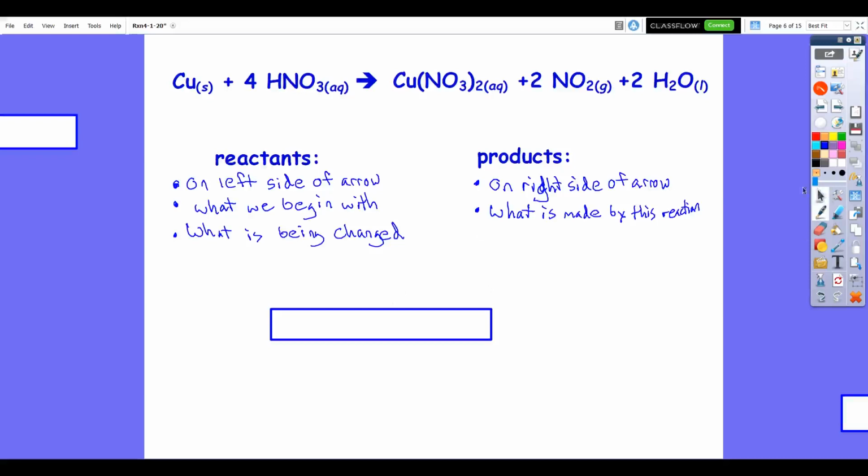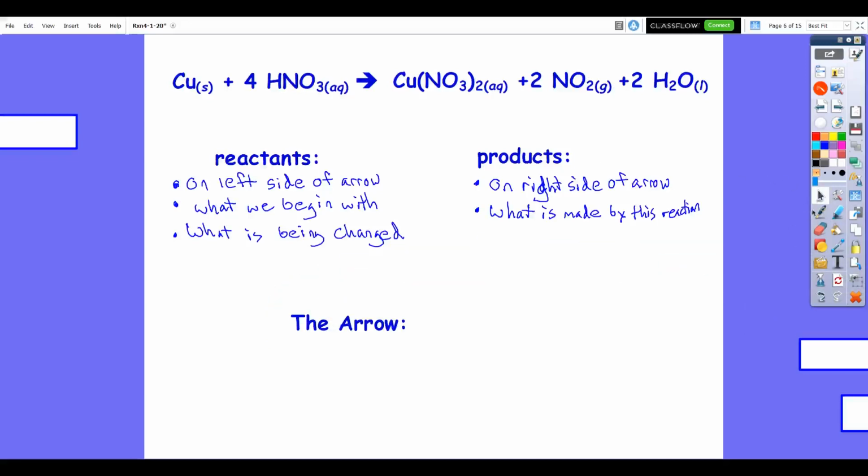And lastly, one more thing we should all be familiar with is the arrow itself. The arrow itself just means reacts. Sometimes you might see reacts to form. You might see yields. It can also mean produces. Reactions produce products.